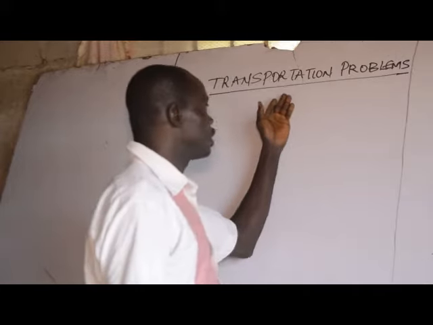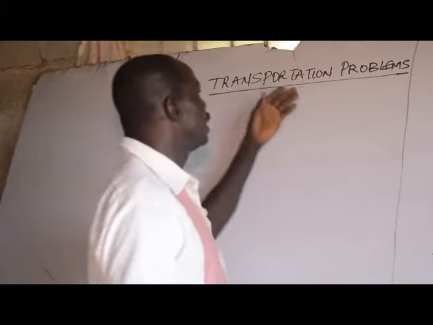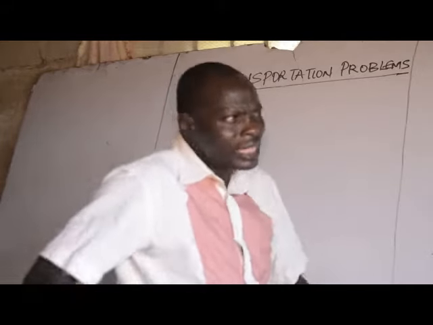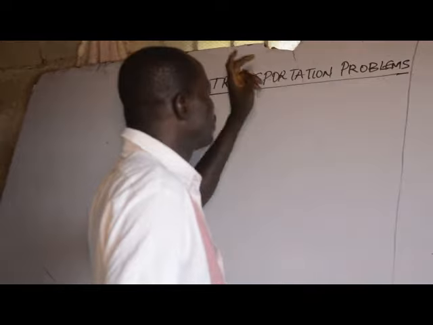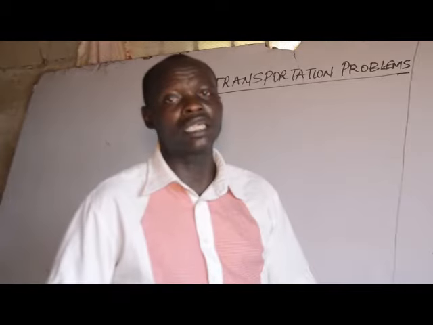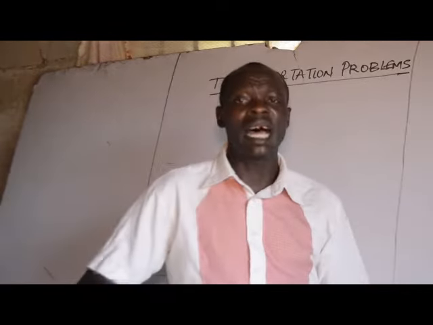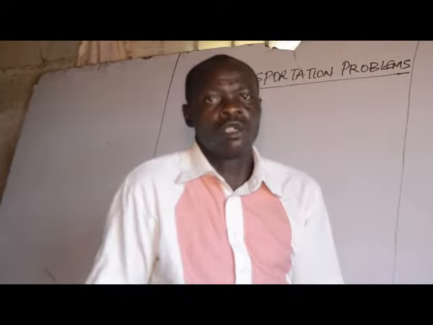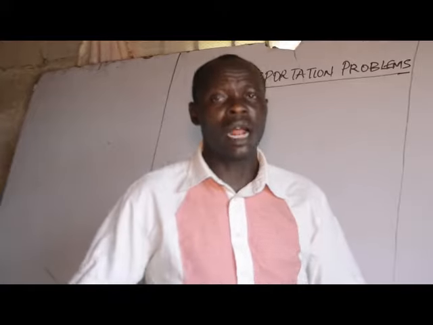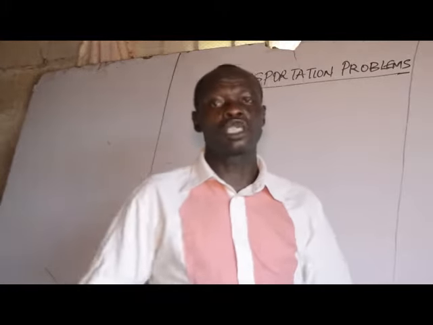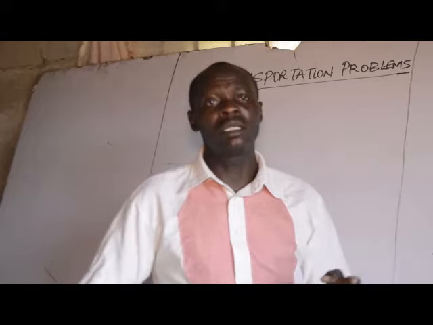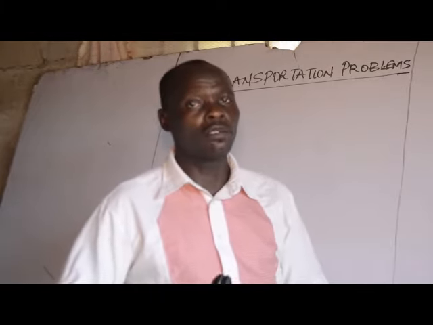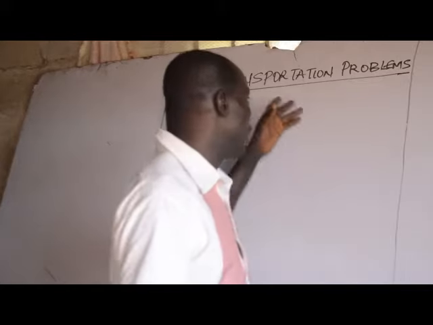So, what do you mean by transportation? The transportation model is a special class of linear programming that aims at minimizing the total cost of transporting goods from their various sources. There are several methods of solving transportation problems. I will examine the northwest corner rule, the least cost method, and the Vogel approximation method in this lecture.